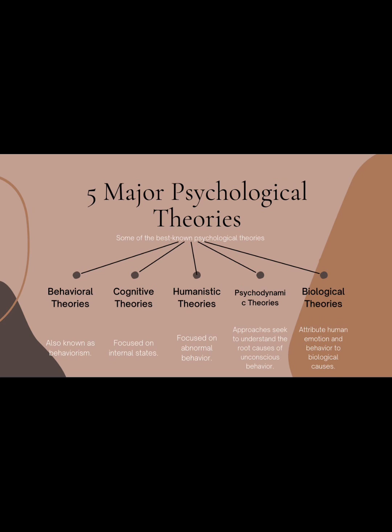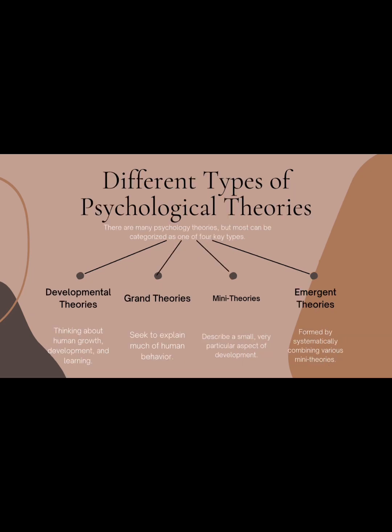And number 5 of the major psychological theories is biological theories. Biological theories in psychology attribute human emotion and behavior to biological causes. For instance, in the nature versus nurture debate on human behavior, the biological perspective would side with nature.